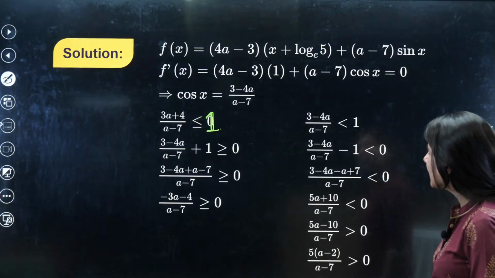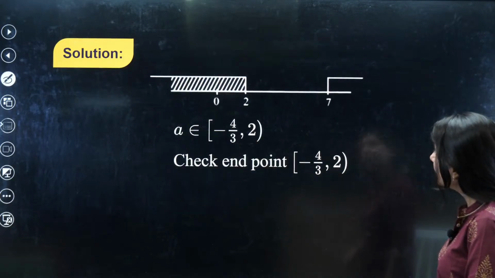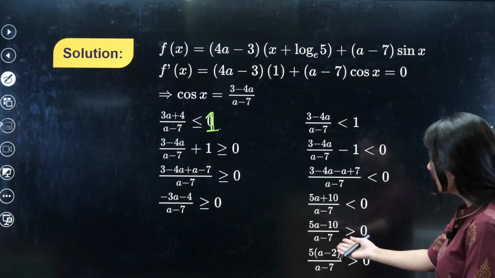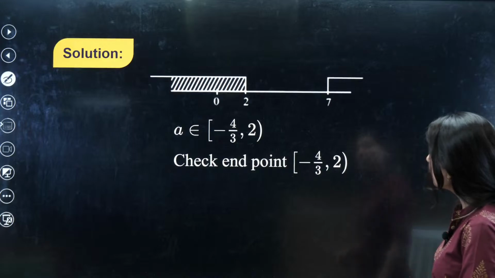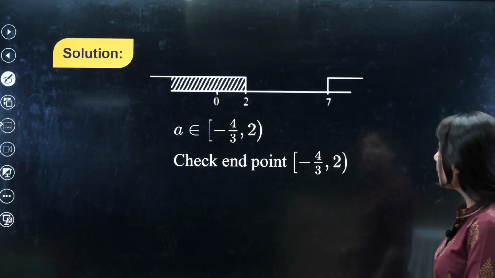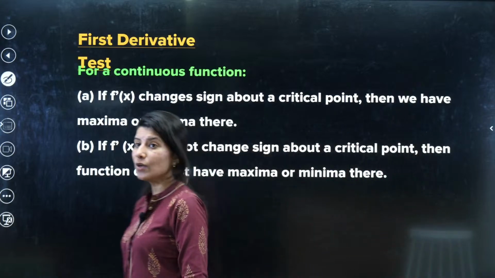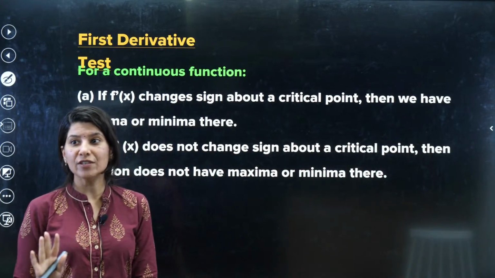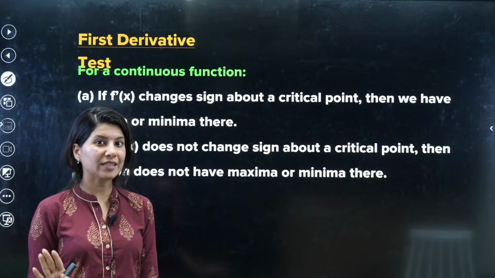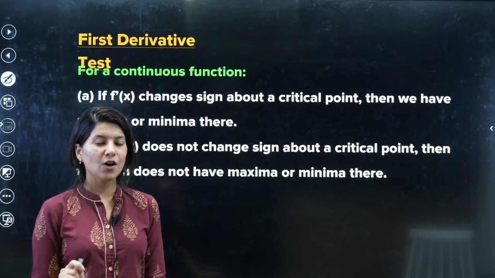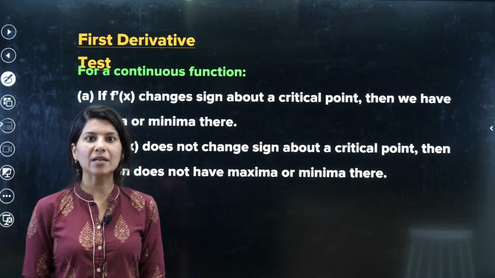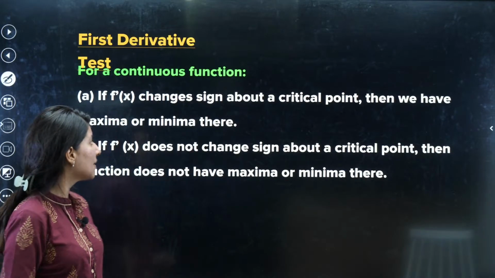Okay, all right. So let us move ahead. This is how you solve it, minus 4/3 to 2. You can check the endpoints. This is it. Now, so this is critical point. Till now we are only talking about critical points. Now let's talk about maxima and minima. Finally, let's talk about maxima and minima.